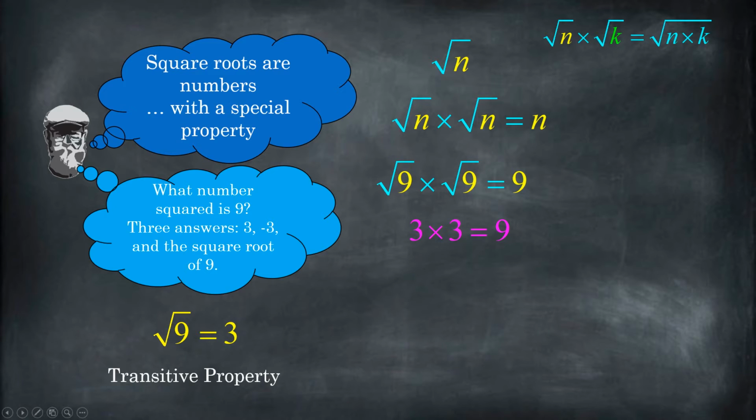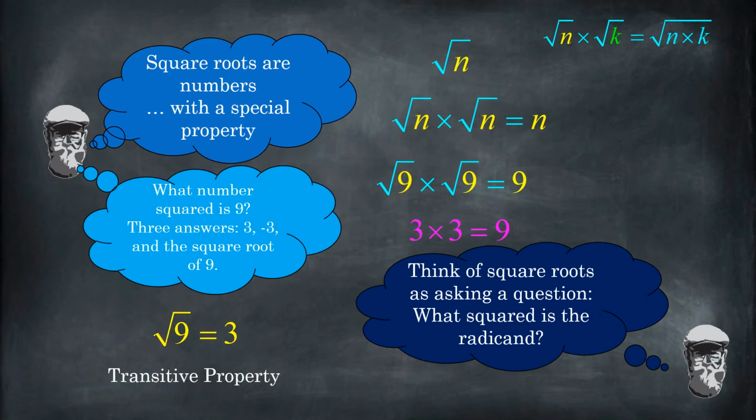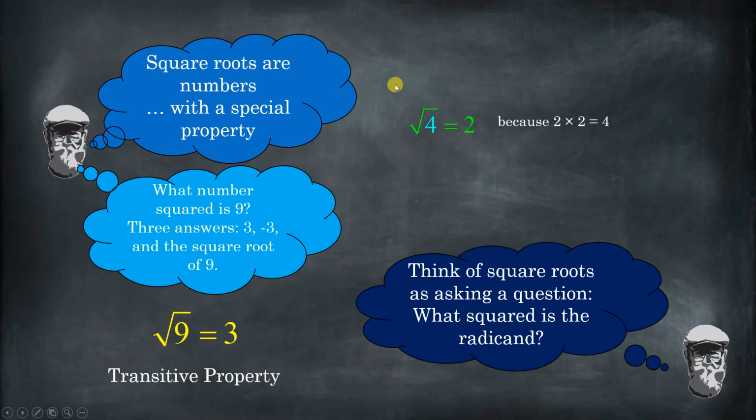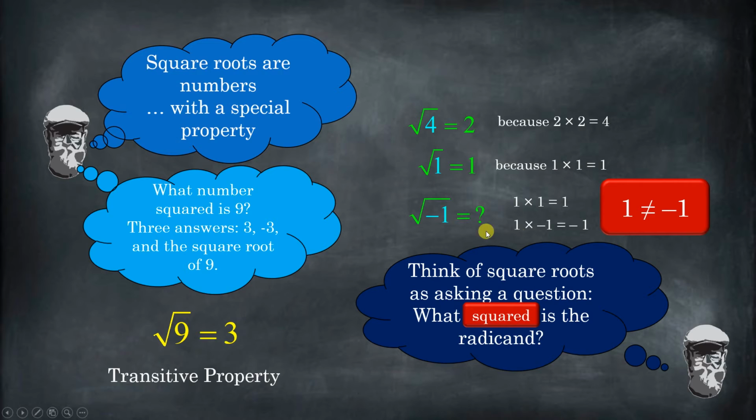Do you see? Now, typically, you're not taught to think about square roots that way when you're learning how to simplify them. Instead, you're often taught to think, well, what number squared is the radicand? So, for example, if you were asked to simplify the square root of 4, you'd say, well, it's 2 because 2 squared is 4. Square root of 1, that's 1 because 1 squared is 1, right? And here's where we get into trouble. The square root of -1. Well, 1 times 1 is, of course, 1. -1 times -1 is, of course, 1. 1 times -1, well, that equals -1, but the problem is that's not a squared number.